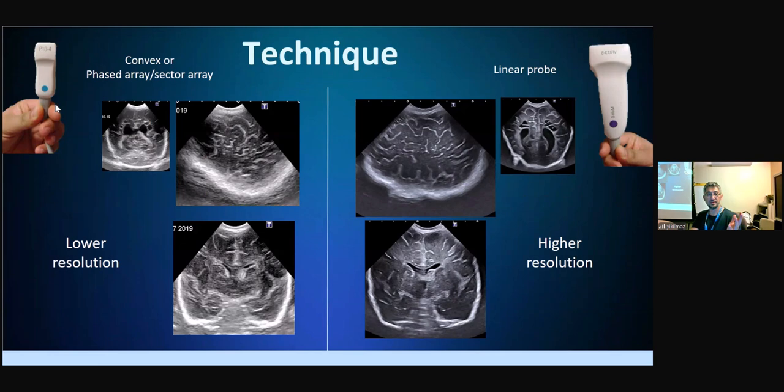Here, you can see the probes. We are using a convex probe or a microconvex probe. Also, this is called phased array probe or sector array probe. You can use this. This is lower resolution, but you can see the deep structures better. And always we use a linear probe as well. This is higher resolution, but you can't see the deep structures. So for a neonate, like for a preterm neonate, this might be enough, but for the term, you need to see the deep structure. So we need both of them.